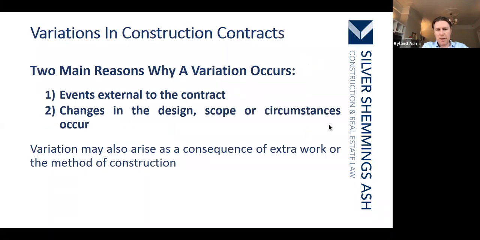So, the two main reasons why a variation may occur. Events external to the contract might dictate that you need to change things, or there's been straightforward changes in the design, the scope, or the circumstances. But be careful, because changes in circumstances or external events may not lead to a variation. It's a question of the definition of the variation in the contract, and as I say, applying the facts to that legal definition. A variation may also arise as a result of extra work, of course, or the method of construction.